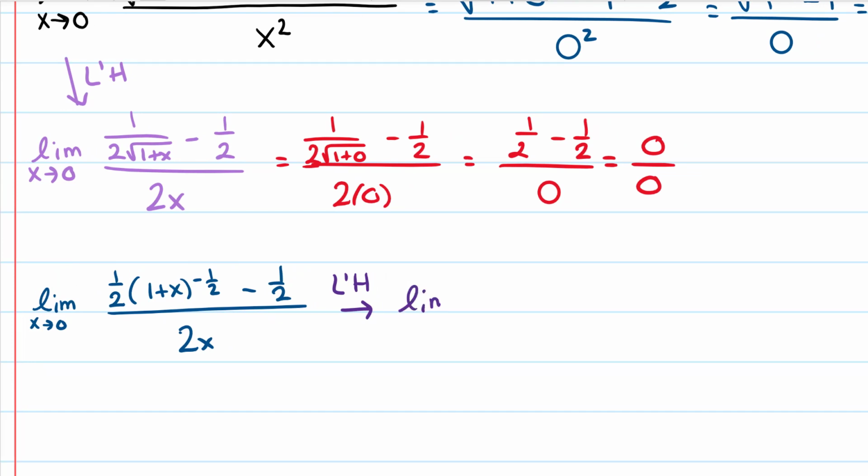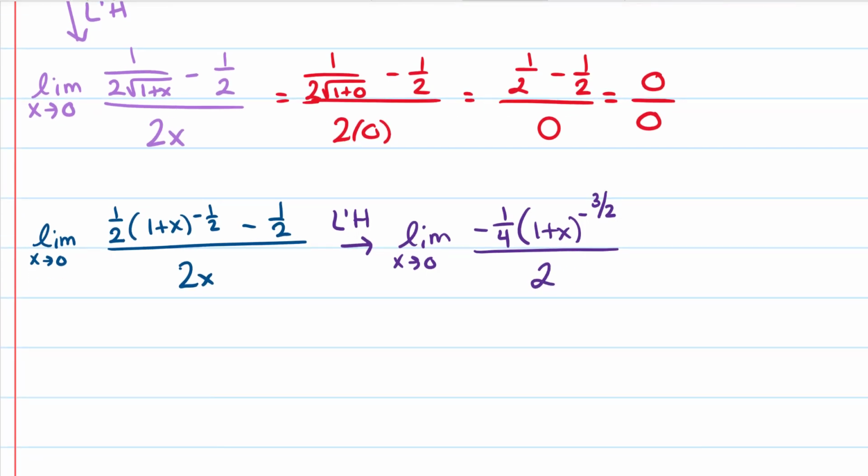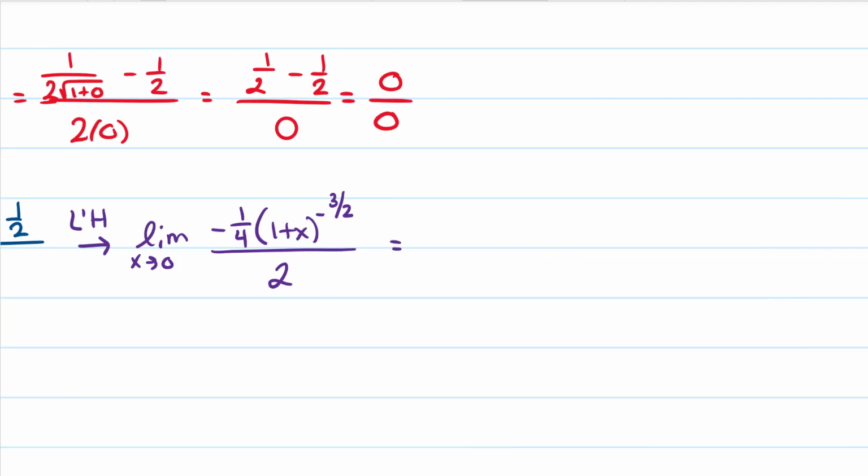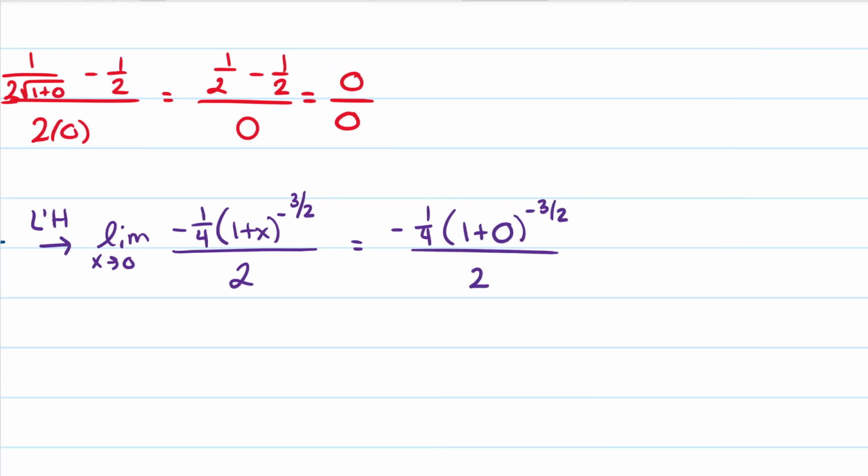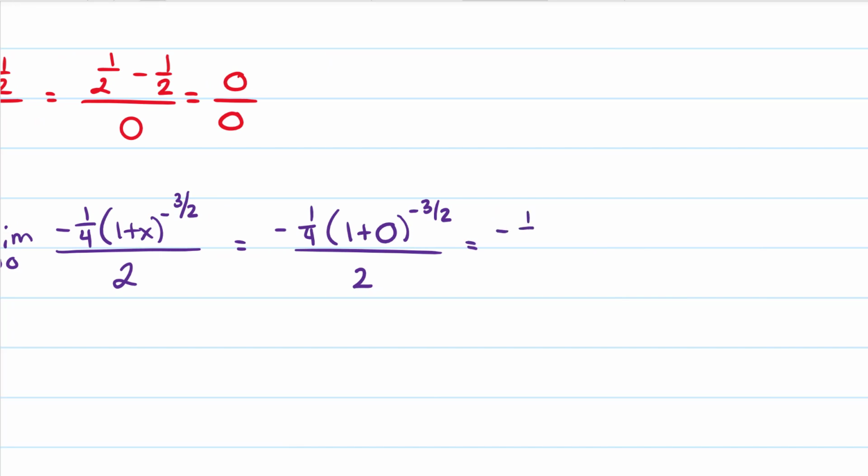By applying that, the negative 1/2 is going to come down to the front. So this is the limit as x approaches 0 of negative 1/4 times (1 plus x) to the negative 3/2. The derivative of 1/2 is 0, so it goes away, all divided by 2. At this point, we can plug in our limit, and we get negative 1/4 times (1 plus 0) to the negative 3/2 divided by 2, which becomes negative 1/4 times 1 to the negative 3/2 divided by 2.